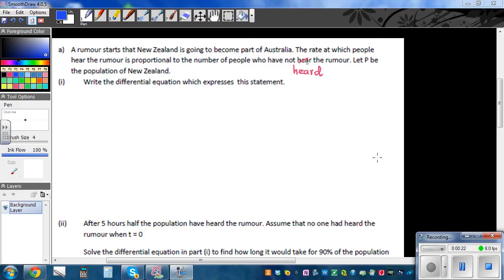Okay, let's read it. A rumour starts that New Zealand is going to become a part of Australia. The rate at which the people hear the rumor is proportional to the number of people who have not heard the rumor. Let P be the population of New Zealand. So that's where we start. So they are saying consider P to be the population of New Zealand.